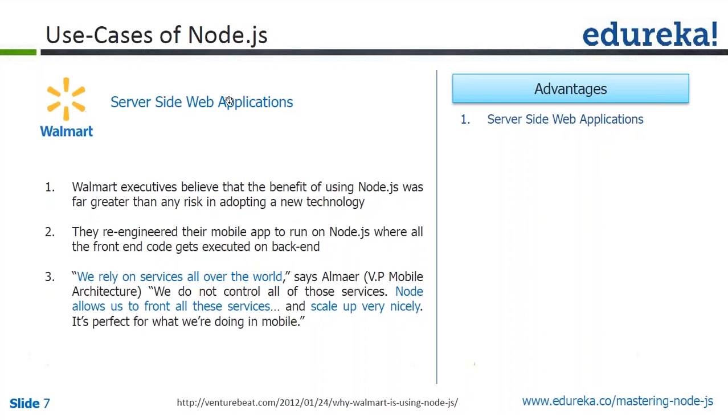What they did was they re-engineered their mobile app to run on Node.js, where all the front-end code gets executed on the back end. And what their VP of mobile architecture says is, because Walmart actually relies on services from a lot of vendors, from a lot of service providers, what they have built is a Node layer as a front end to those services, and it allows them to scale those services very, very well.